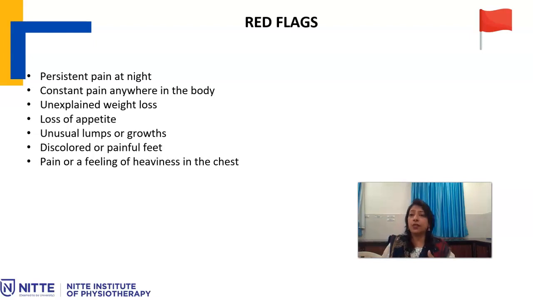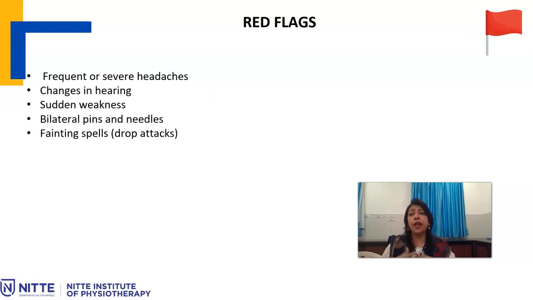Unexplained weight loss, loss of appetite, unusual lumps or growths, discolored or painful feet, pain or a feeling of heaviness in the chest. These symptoms make us understand that this is not of musculoskeletal origin. The origin can be systemic. The origin can be a cancer or a tumor. The other red flags can be frequent or severe headaches, changes in hearing, sudden weakness, bilateral pins and needles, fainting spells or drop attacks. When the patient says, I get these regularly, you need to understand that this is not of musculoskeletal origin and we need to refer these patients to some other department.